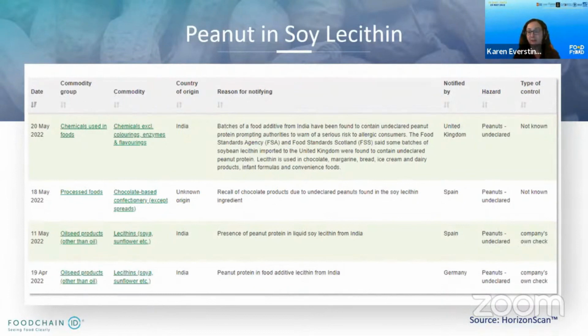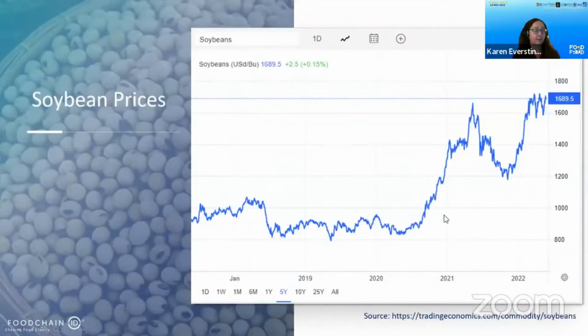So we continue to track this, and this does seem to be one where I think there are at least questions of whether it is fraud related. I just quickly pulled a graph of soybean prices. You can see the source here, and they are high right now historically.